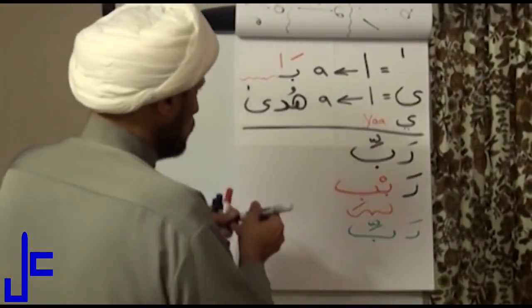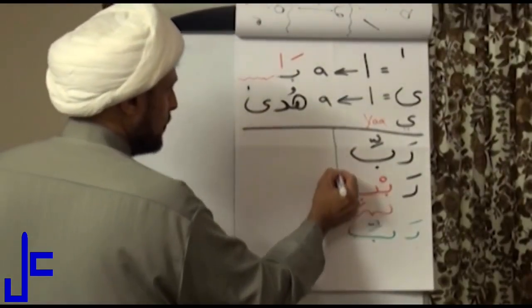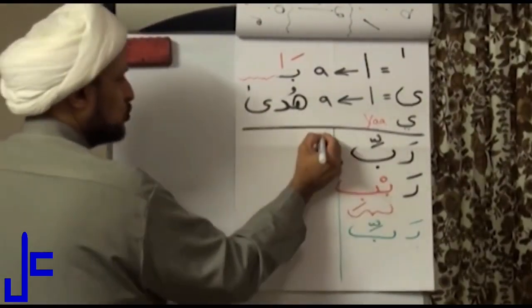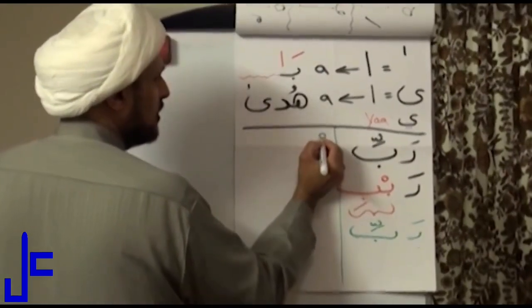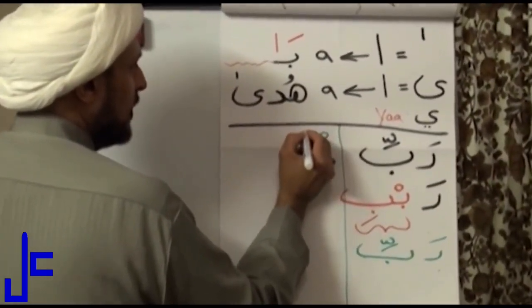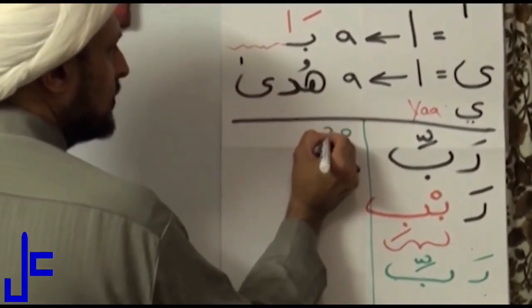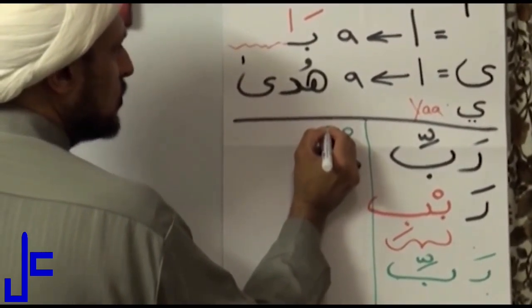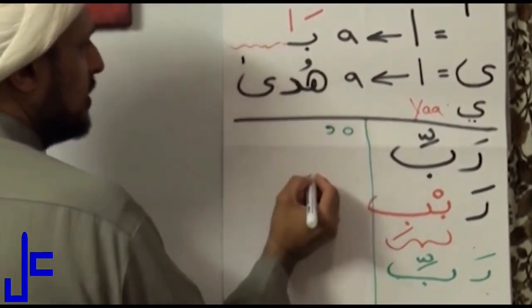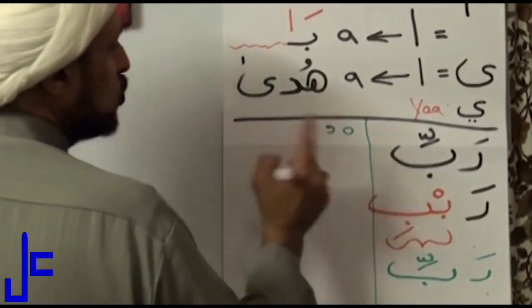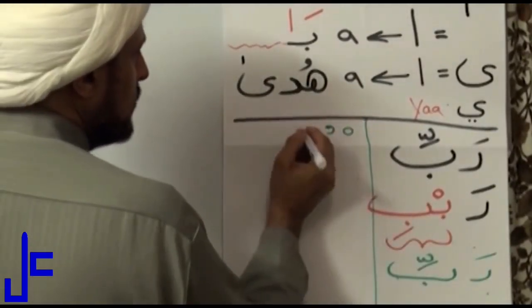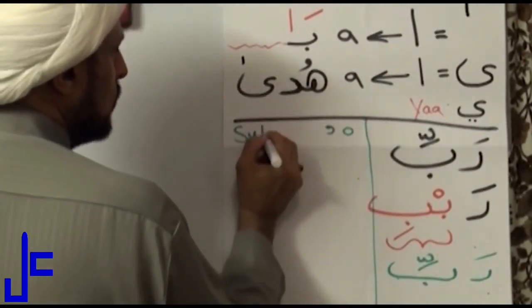About the sukoon, so that you get the information on what sukoon is: sukoon is a small circle, or sometimes they write it like a small C, a small comma. That means sukoon. That means there's no vowel. This is called sukoon.